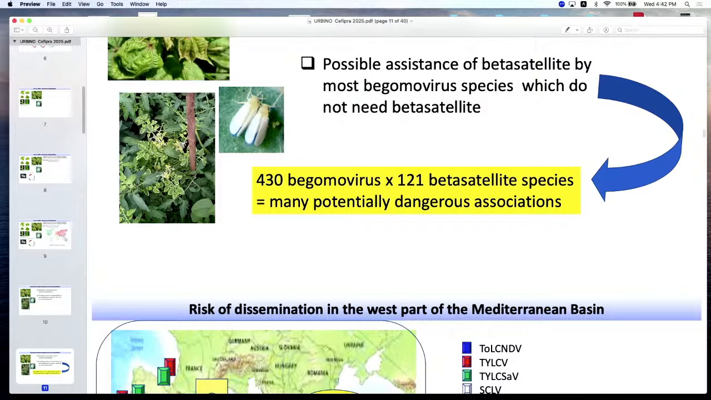So you have these 2 systems, and this raises some questions about how this satellite can be maintained when the virus doesn't need it. And if you look in the literature, there is no specificity between the virus and the satellite. So we now have around 400 different begomoviruses and 100 beta satellites, and maybe all of them can be replicated by all. So this makes a huge number of possible associations, which can be dangerous.